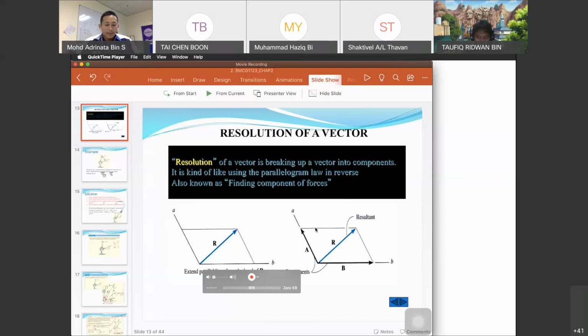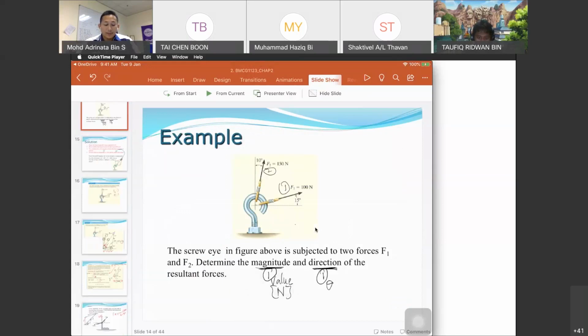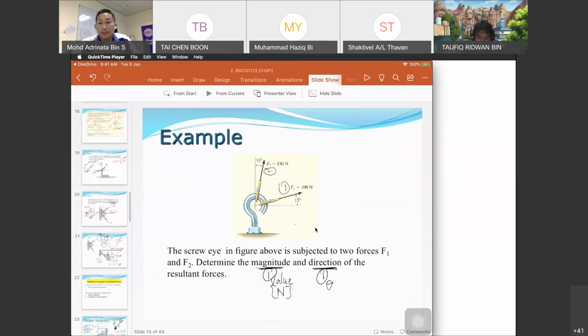Okay, so we have the examples on how to find the resultant force and how to break our forces also.